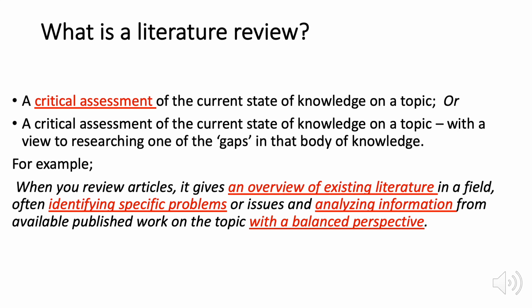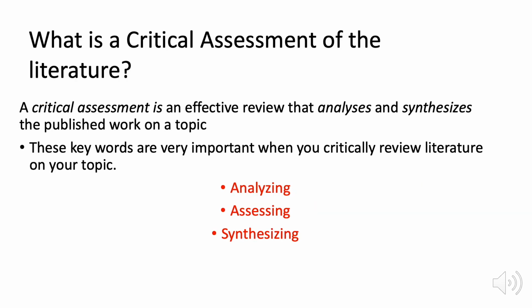For example, when you review articles, it gives an overview of existing literature in a field, often identifying specific problems or issues and analyzing information from available published work on the topic with a balanced perspective. So in this example, you can see that I have underlined the keywords which show the main features of a literature review. The definition states that a literature review should be a critical assessment of the published work.